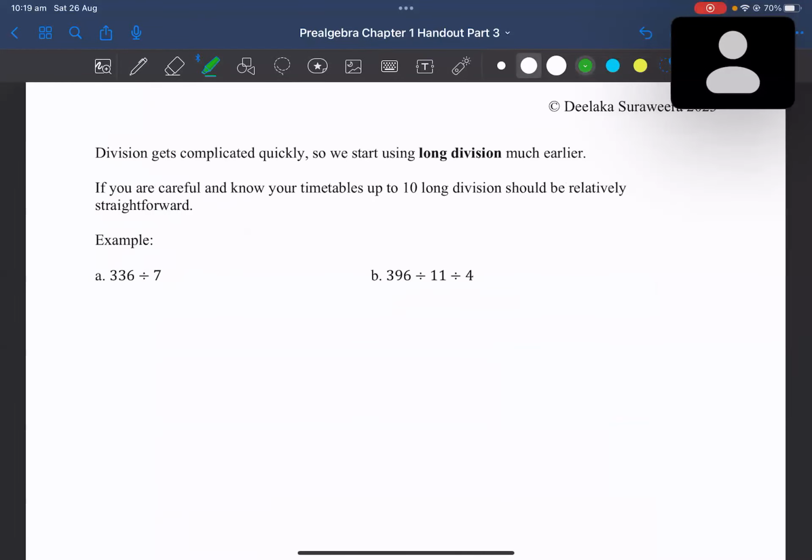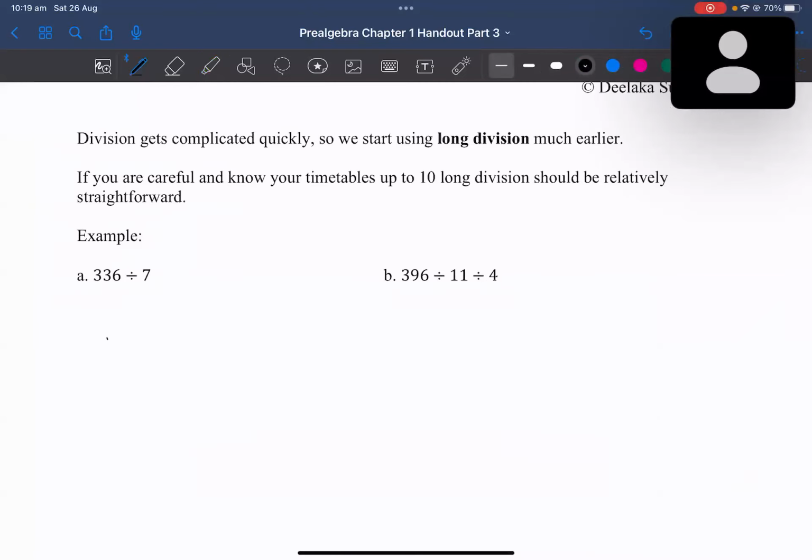Okay, so division gets complicated quickly, so we start using long division. Have you guys done long division before? So obviously, let's go through this one then. Just quickly finish this one. Just quick drills. I want you guys to do 336 divided by 7 using long division.